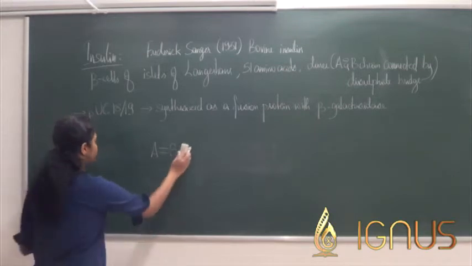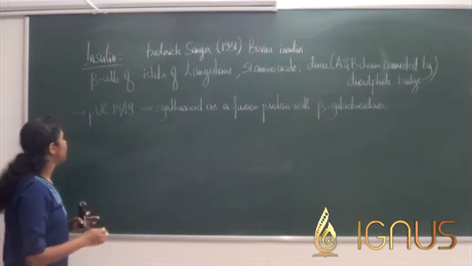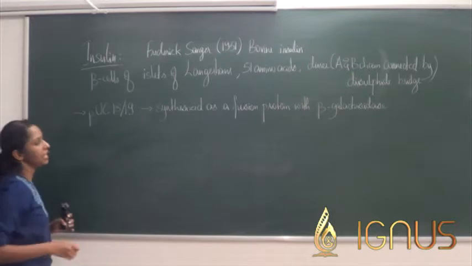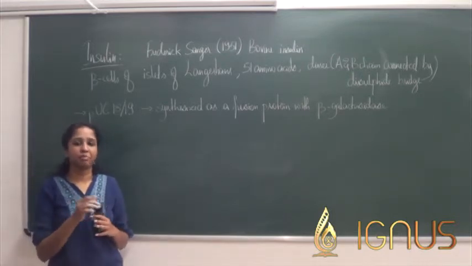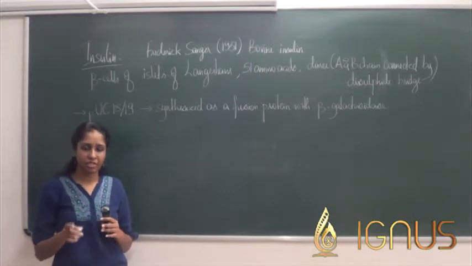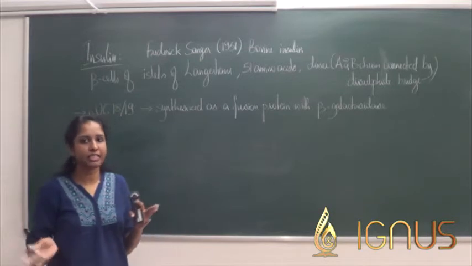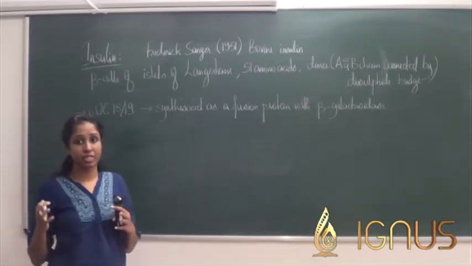For the synthesis of insulin, microorganisms are used, not animals, and the vector that is used is pUC18 or pUC19. pUC18 and pUC19 vectors are pretty similar to each other, the only difference being that the multiple cloning site between pUC18 and pUC19 is just reversed. So it's in the opposite direction in case of pUC19.